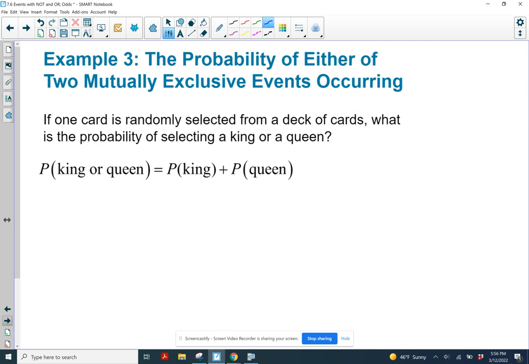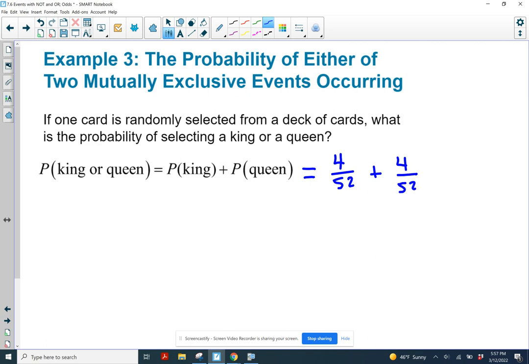So example 3, the probability of either of two mutually exclusive events occurring. So this is our or. If one card is randomly selected from a deck of cards, what is the probability of selecting a king or a queen? So the probability of a king or a queen is going to be the probability of a king plus the probability of a queen. Those are mutually exclusive. So the probability of a king is going to be 4 out of 52 because there are 4 kings in that 52 card deck, plus the probability of a queen, which is the same, 4 queens out of the 52.